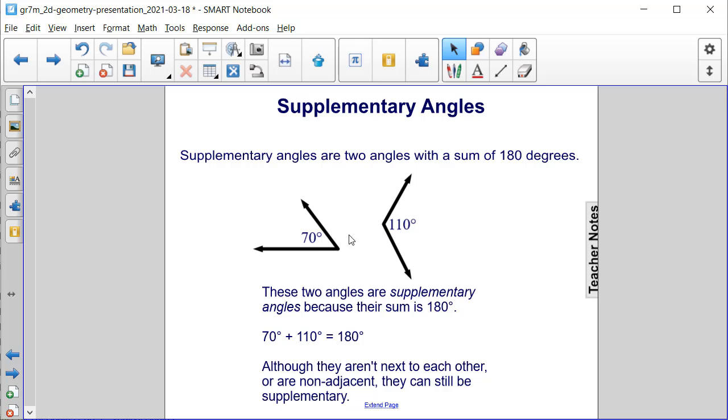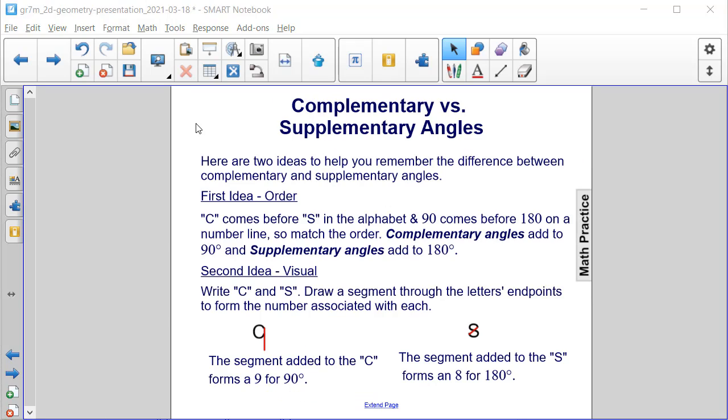These two angles are also supplementary because their sum is 180 degrees. 70 degrees plus 110 degrees is equal to 180 degrees. Although they aren't next to each other, or are non-adjacent, they can still be supplementary.